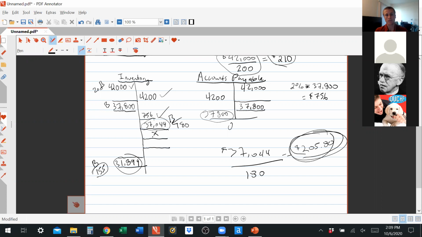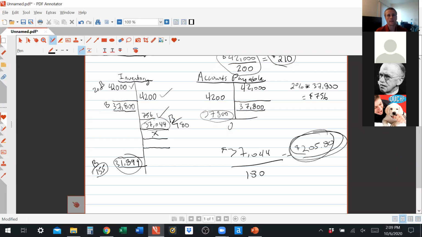And this is why GAAP prefers companies to use the perpetual method. And that's why most companies use the perpetual method, because why would they want to overstate their cost of goods sold? That's just going to make their net income look lower than it really should be. Hopefully that makes sense to you.